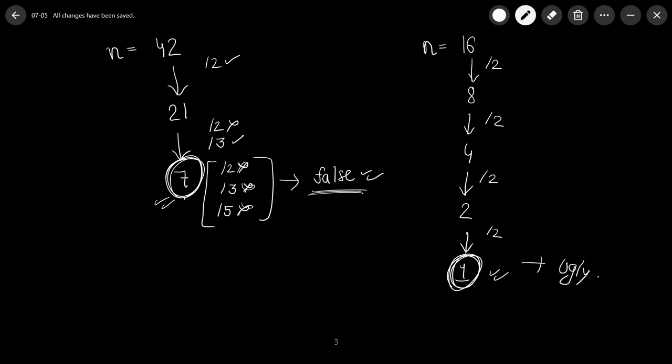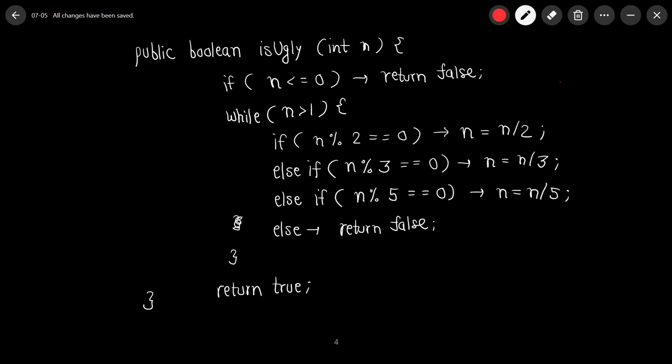Let me code it up so you can get more clarity about this. So I've written the code of it. We need to return a Boolean result that is true or false, and we take n as an input. The first check I talked about: if our number is negative or 0, then we directly return false, because an ugly number is always a positive integer as given in the question. And for positive integers, we use a while loop and we keep reducing our number until we reach 1. As soon as we reach 1, as we discussed, we would stop.